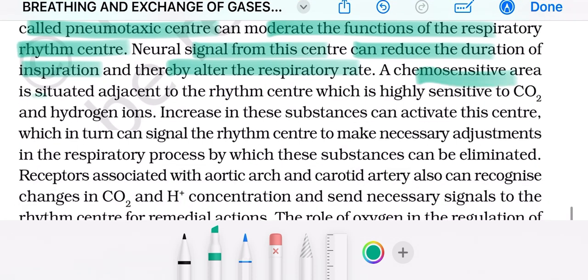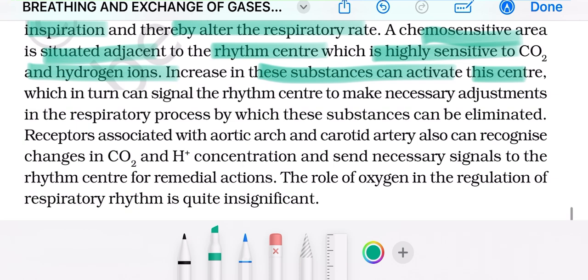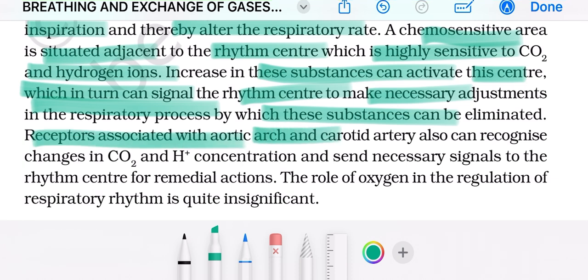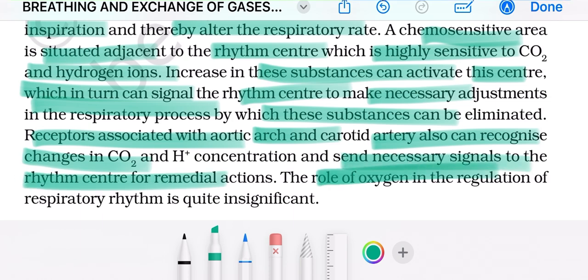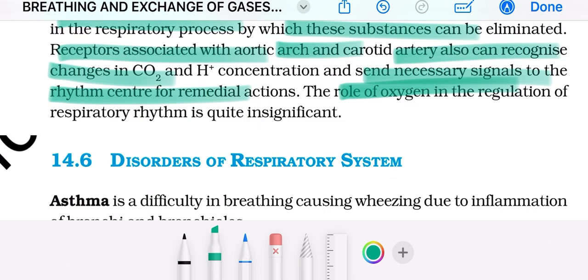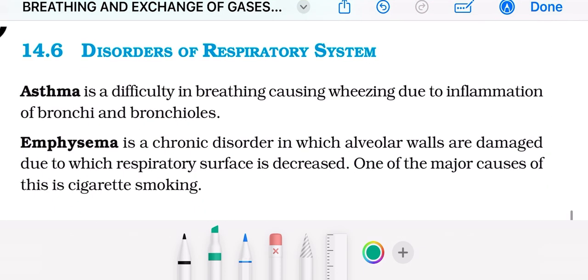A chemosensitive area is situated adjacent to the rhythm center, which is highly sensitive to carbon dioxide and hydrogen ions. Increase in these substances can activate the center, which in turn can signal the rhythm center to make necessary adjustments in the respiratory process by which these substances can be eliminated. Receptors associated with the aortic arch and carotid artery also can recognize changes in carbon dioxide and H+ concentration and send necessary signals to the rhythm center for remedial actions. The role of oxygen in the regulation of respiratory rhythm is quite insignificant.